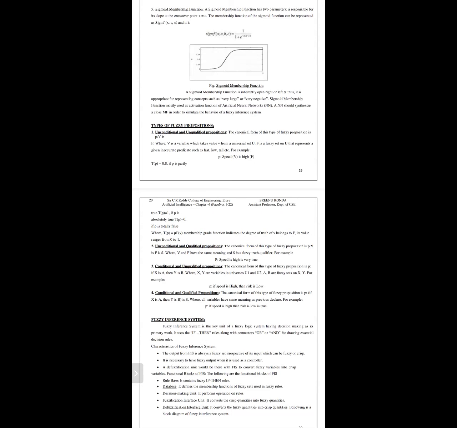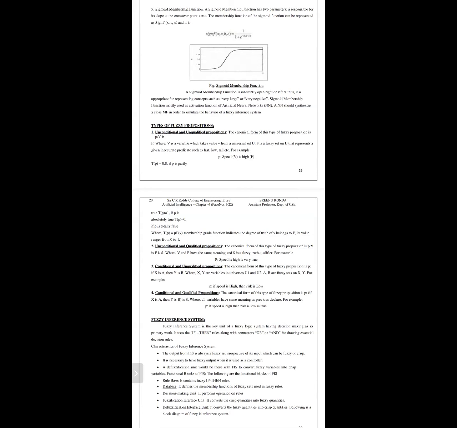So this is nothing but an unqualified and unconditional proposition. Here T of P equals mu F of V, the membership grade function, which indicates the degree of truth that V belongs to F, and its value ranges from 0 to 1.